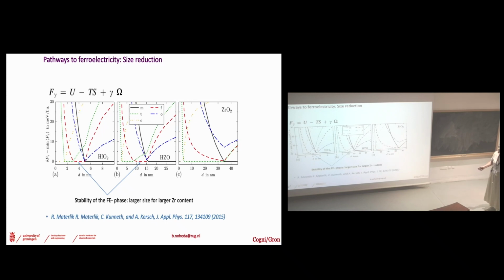So a very interesting sweet spot is mixing these two things, like half hafnia, half zirconia. You actually get a stabilization of the ferroelectric phase straight away, but the size of the particles is actually larger, which is easier. Okay, that's why a lot of people, including us, are using these compositions.